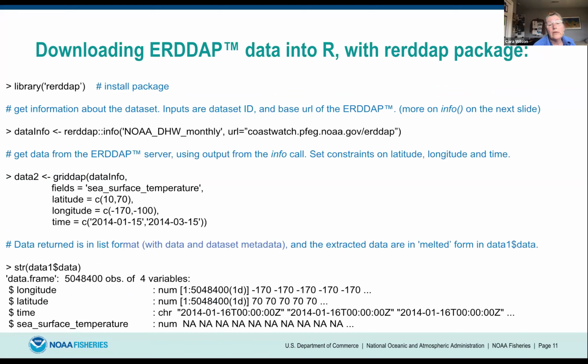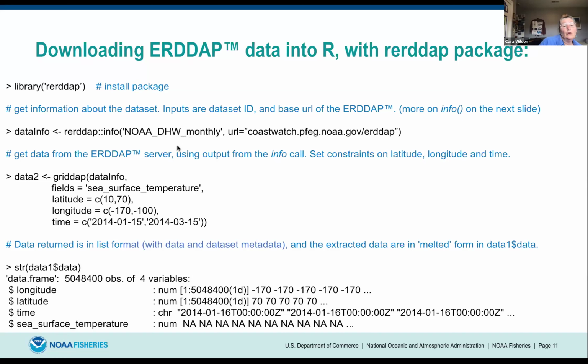You are going to use the info function that we showed earlier with rerddap to get the basic information about that data set. So you do need to know the URL of the data set you're interested in, which we show here as coastwatch.pfeg.noaa.gov/erddap, and then noaa_dhw_monthly is the data set ID. So basically you're just saying, get me the information on this data set.